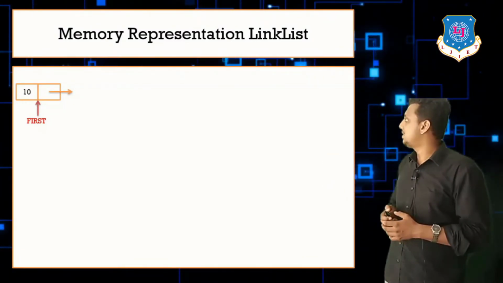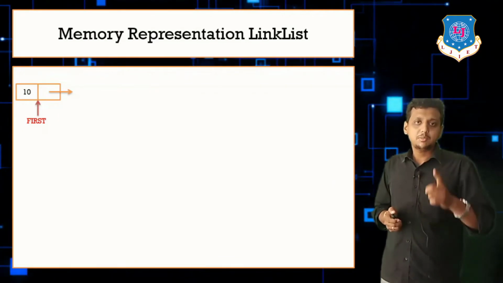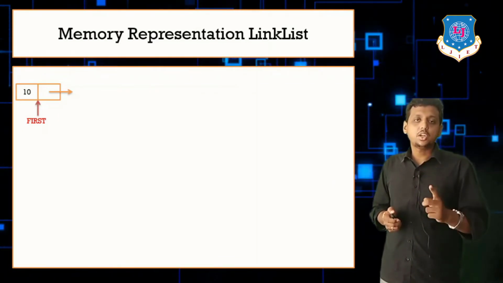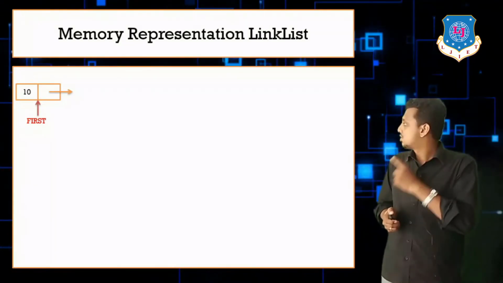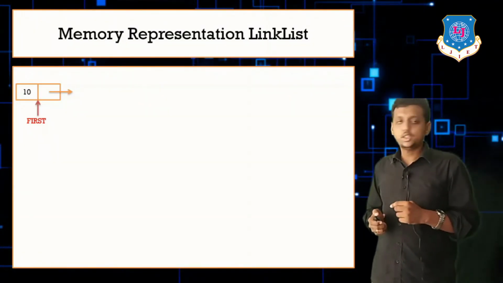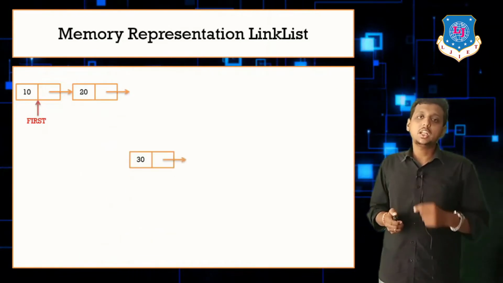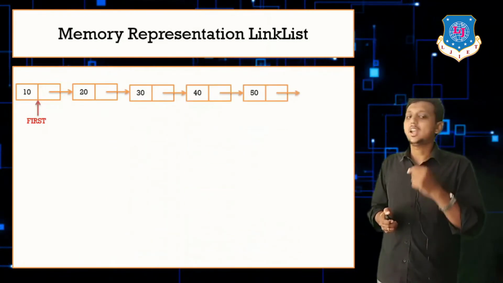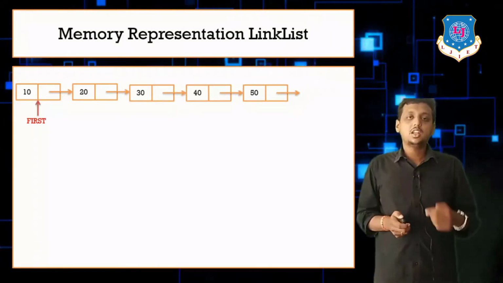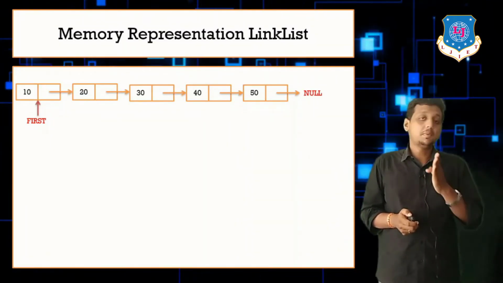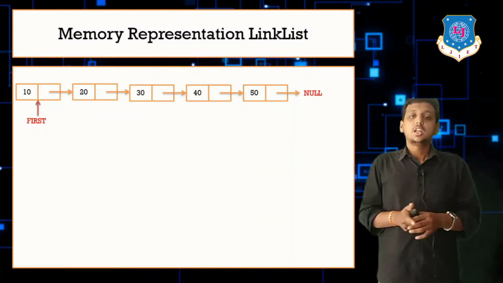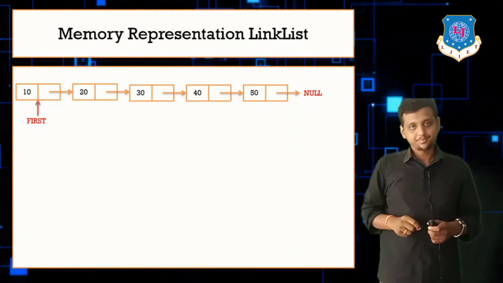The first element is 10. First is a pointer which is going to point to the first node of the list. So here it is, first is already pointed to 10. Then we have 20, 30, 40 and 50 with us. There is no node after 50. That's why the last node, that means 50's pointer, is pointing to null.